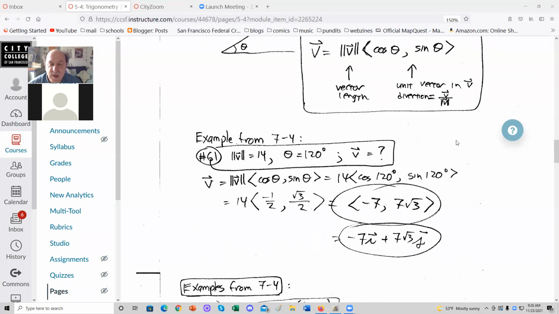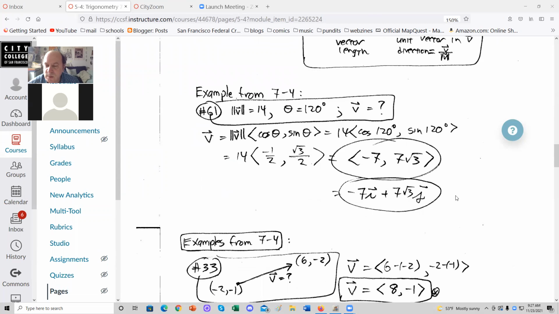Now we have some examples. Here we have the length of v is 14 and it has an angle of 120 degrees. What is v? What are its coordinates? Well, the length of v times ⟨cos theta, sine theta⟩, that'd be 14 times ⟨cos 120, sine 120⟩. Cos 120 is minus a half, sine 120 is √3/2. Multiply each of these by 14 and you get ⟨-7, 7√3⟩. That's in coordinates. In terms of i and j, it's negative 7i plus 7√3 j.